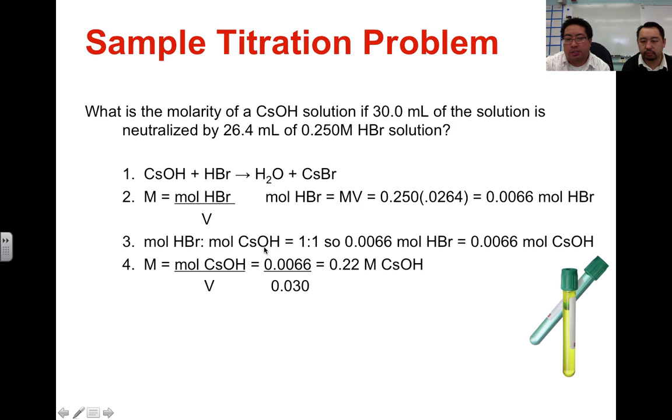And because of the 1-to-1 stoichiometric ratio, we know that if this is the amount of acid added, this has to be equal to the amount of CsOH present. And since we know the number of moles of CsOH, we divide that by the original volume of our unknown base, and we get a concentration of 0.22 molar CsOH.